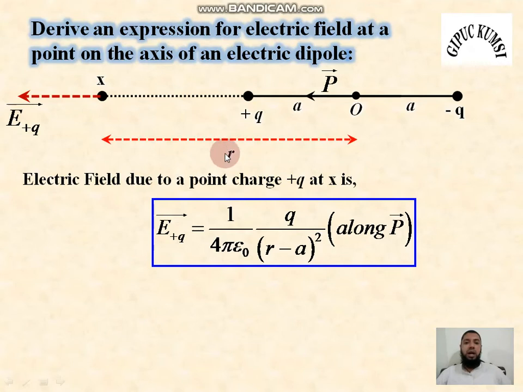This distance is r minus a whole square. Then the direction of this electric field is along the dipole moment. The direction of the dipole moment and the direction of the electric field are the same, E plus q.